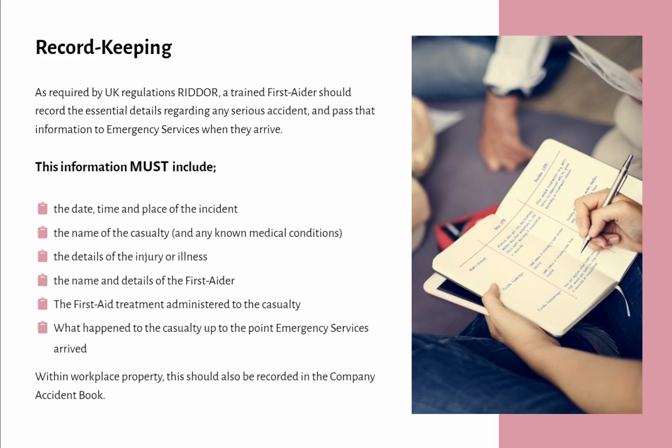This information must include the date, time, and place of the incident, the name of the casualty and any known medical conditions, the details of the injury or illness, the name and details of the first aider, the first aid treatment administered to the casualty, what happened to the casualty up to the point emergency services arrived. Within workplace property, this should also be recorded in the company accident book.